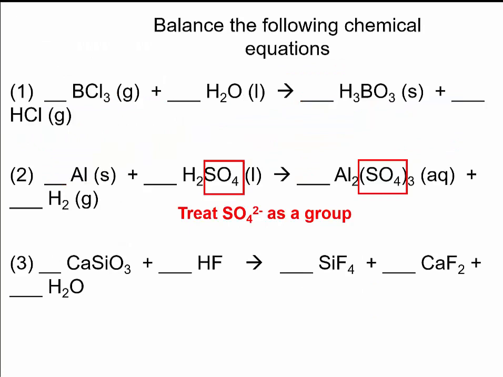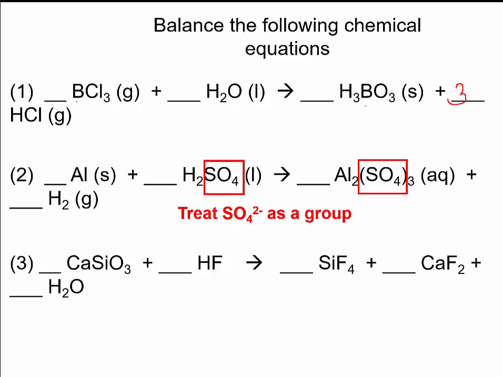I'm just kind of taking a look at this first guy. I'm going to see I've got a boron over here. So I'm looking for my non-hydrogen, non-oxygen, non-carbon guys kind of first. So I'm looking at this boron over here. I see 1 boron on the left. I see 1 boron on the right. Right now they're happy. Now I want to look at these chlorines. I've got 3 chlorines over here and 1 chlorine over here. So my first guess is I'm going to put in 3 chlorines over here.